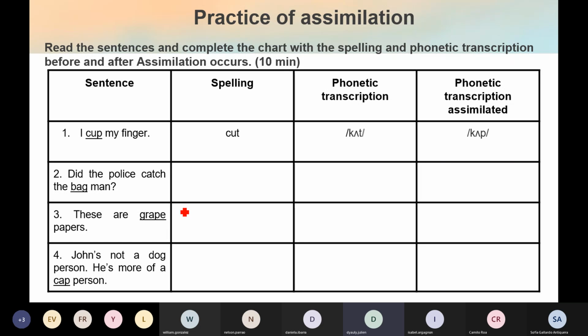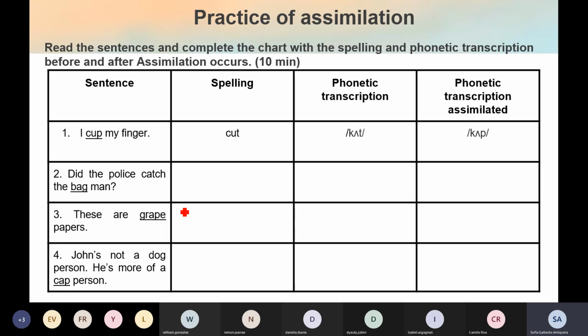Okay. John is not dog. John's not a dog person. He's more of a cup person. So what would the real word be there? Cat, or what? We have a change in these two words, but you're not sure. Exactly. So in this case, the word would be cat, like the animal. Not like cutting, no, like the animal cat.